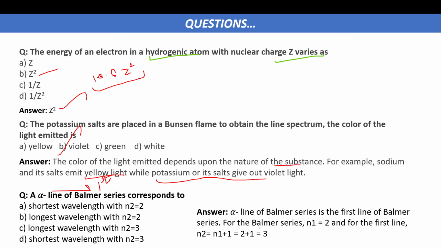So Balmer series we know N1 will be 2 and N2 will be higher than 2, that is 3, 4. So N1 plus 1, that is 2 plus 1 is 3. So that is your alpha line.